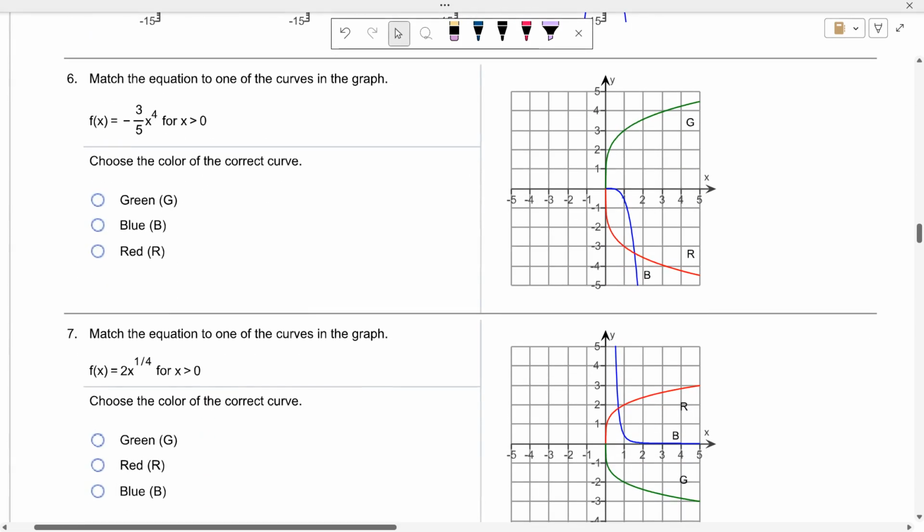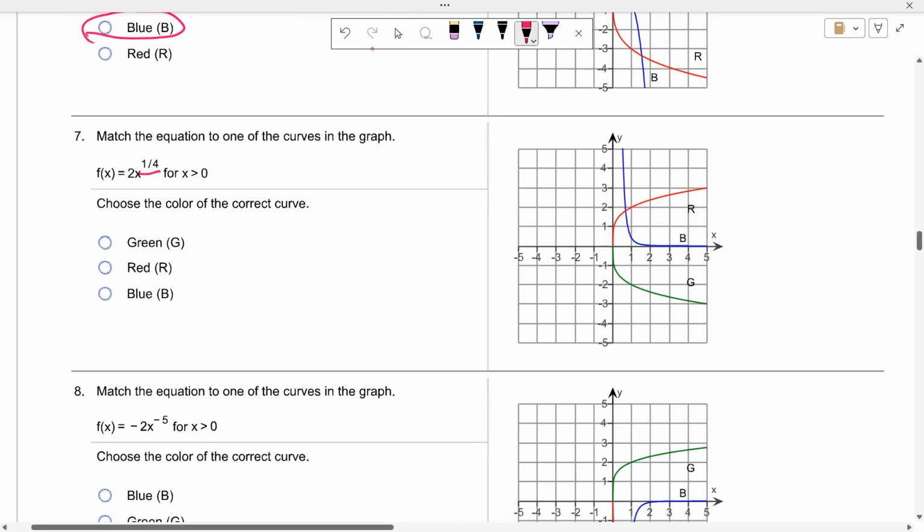Now, matching the curve. Green curve, red curve, blue curve. What curve looks like negative 3/5 x to the fourth for the right side of the graph? Well, fourth powers do this, right? They look like a parabola. But since it's negative, it would do this, right? So it would be which color? Blue.